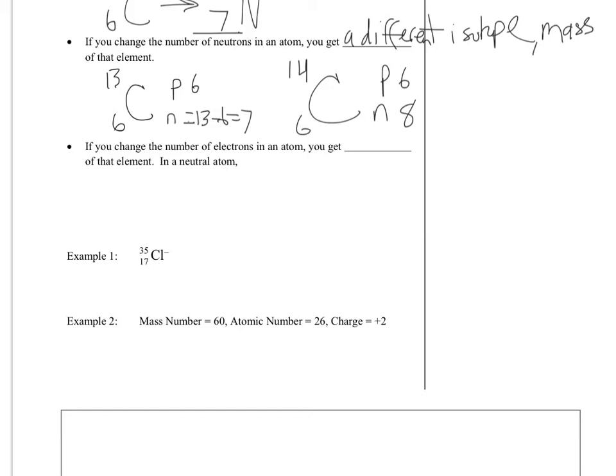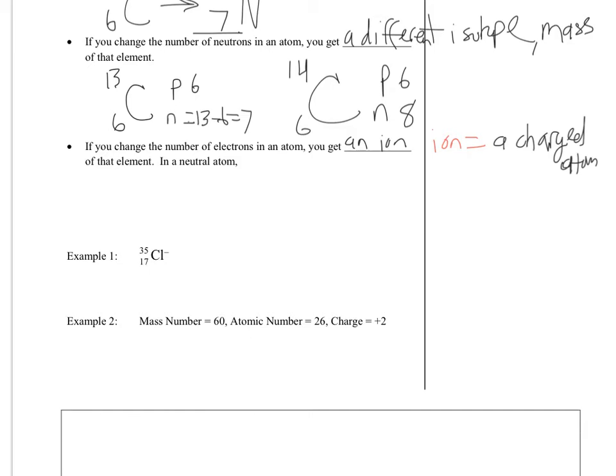Let's talk about the electrons. If I change the number of electrons, I get an ion. And an ion, I'm going to put this in red again, is a charged atom. An atom that has a charge. And they make ionic bonds, which you might remember from 8th grade physical science.